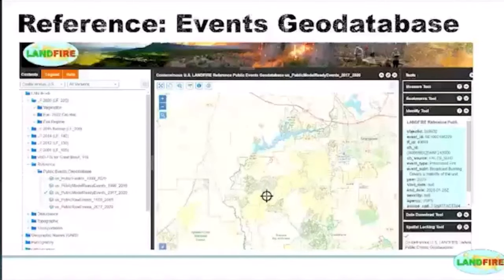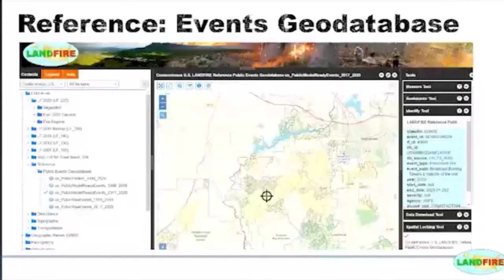This is our LANDFIRE data distribution site. It's available for everyone. All of our data is available for free to everyone. This is showing our events geodatabase. So every year we put out a call to gather treatments, and that includes prescribed fire, it includes any kind of mechanical treatment, even insect and disease changes to the fuels. And so here you can see, we're over by Tallahassee. I just clicked on one of those polygons and I found out that we got this polygon from FACTS, which is one of the federal reporting systems. It's a prescribed fire. It tells me what date it was.